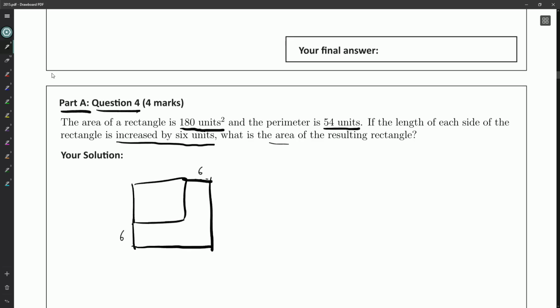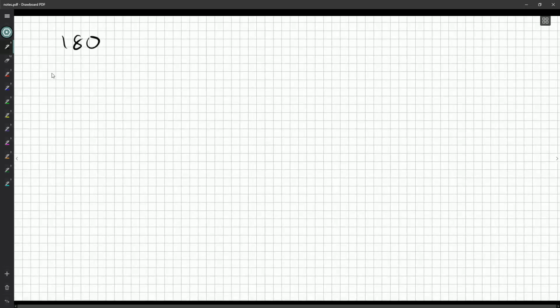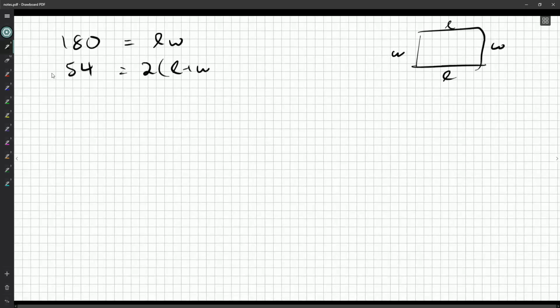The thing is, I don't know the dimensions of this new rectangle, because I don't actually know the individual dimensions, the length and the width of the old rectangle, but I've got 2 pieces of information here, and this should help me out. So we know 180 units squared should be the length times the width of the original rectangle. And we know 54, the perimeter, should be 2 times the length plus the width. Because of the perimeter, we just count the sides, so we've got 2 lengths and 2 widths being added up.